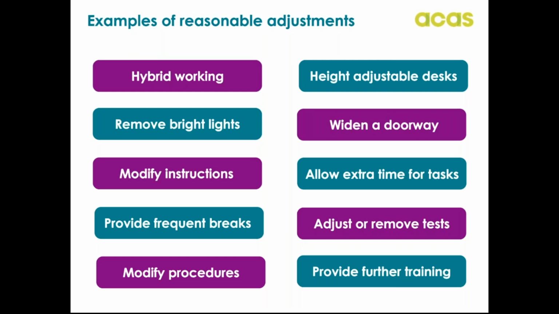Another example is modifying procedures. Some disabled people might need time off for reasons related to their disability. For example, if they're too ill to work or go into medical appointments. A reasonable adjustment may be to modify trigger points, for example, increasing the number of absences that would trigger a review. Another example of a reasonable adjustment could be recording disability absence separately to other sickness absence. This is sometimes known as disability leave or disability-related sickness absence.